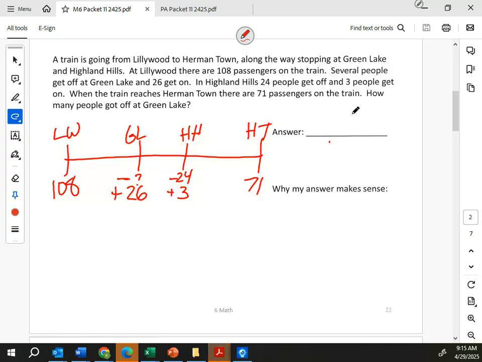So, to figure this out, you can work backwards. If we had 71, opposite operations. If we're going to work backwards, we're going to do the opposite. So we would add 24 and subtract 3. Subtract 26, and if we take that answer and subtract it from 108, we'll figure out how many actually got off the train at Green Lake.